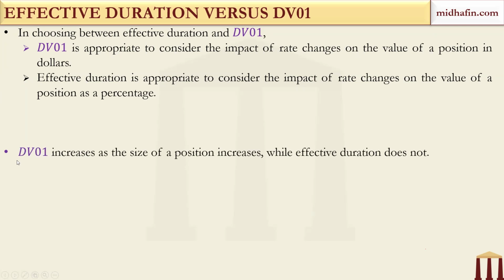DVO1, again, another difference is that DVO1 increases as the size of the position increases, because DVO1 is in dollar terms. If you have a larger dollar position, the DVO1 will be large. So for example, if for $1 million, DVO1 is 265, for $2 million, roughly it is double of 265. Okay, that's 530.